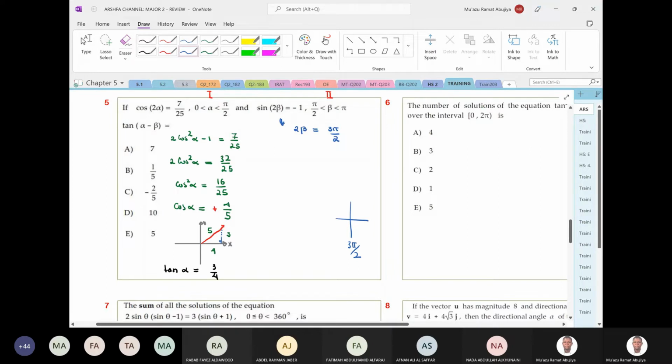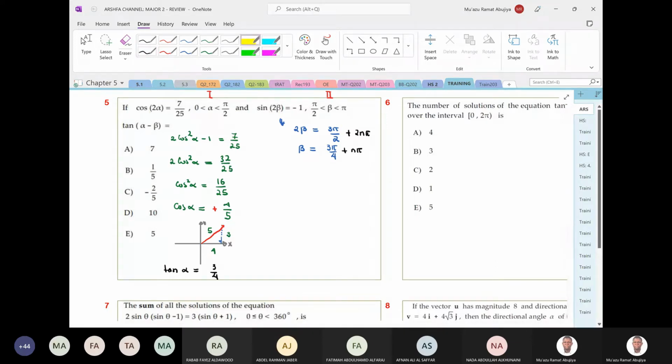Now, if I go around the circle, there is a possibility that the coterminal will also be an answer. So I'm going to say plus 2n pi. I am not sure if I'm going to need this 2n pi or not, but I'm giving the general solution here. Let's continue. Let us divide both sides by 2. So that means beta is going to be equal to 3 pi over 4, plus n pi if I divide by 2.